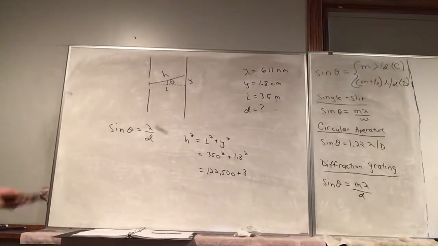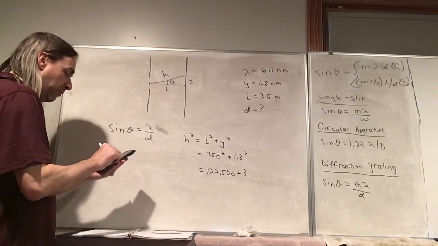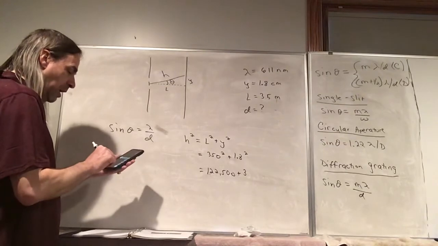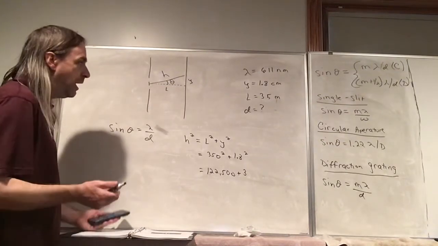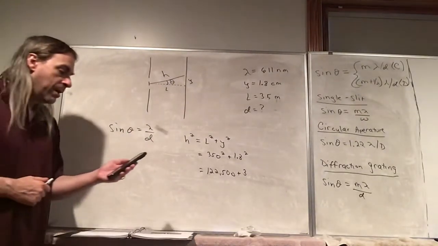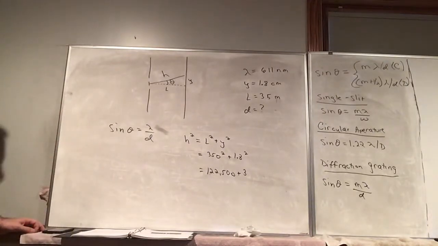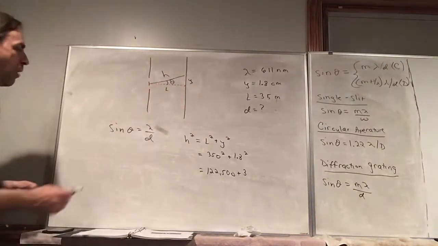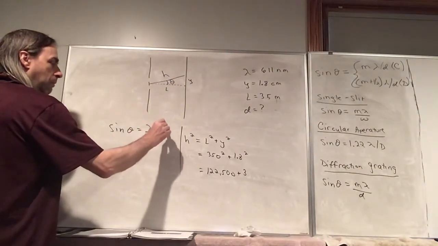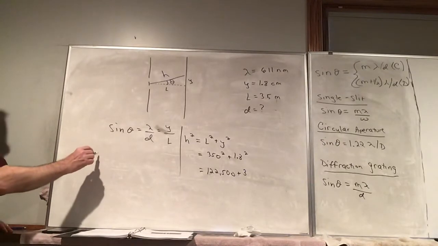So you can see why that y is so insignificant. I'm going to take the square root of 122,503, and we're essentially going to get 3.5, or 350 centimeters. I'm getting 350.004. So, in this case, it is very clear that sine of theta equals y over L. I mean, we would have to have an extremely precise calculation, or measurements, to even be able to notice the difference. So now let's solve this for d.